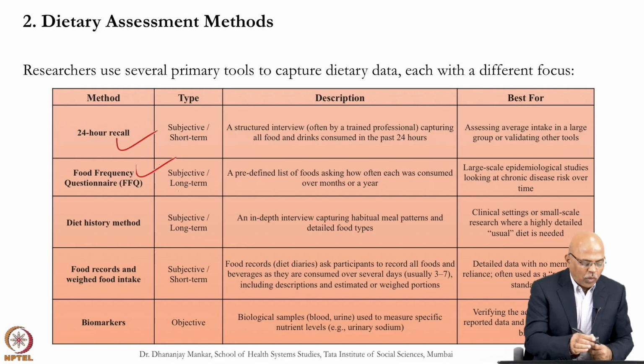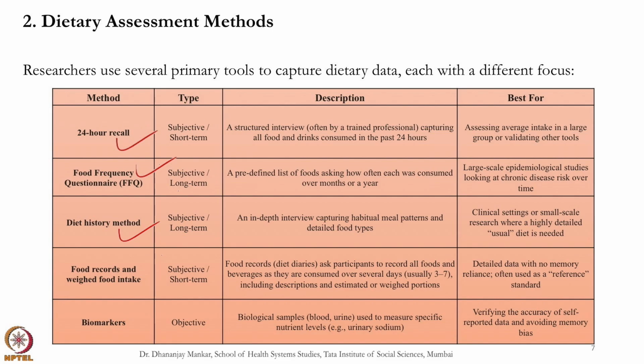The third very important method is the diet history method. This is also very subjective and takes into account the long term. It is conducted as an in-depth interview capturing habitual meal patterns and detailed food types. It is beneficial in clinical settings or small-scale research where a highly detailed usual diet is needed, and it has been identified as one among the very important dietary assessment methods.